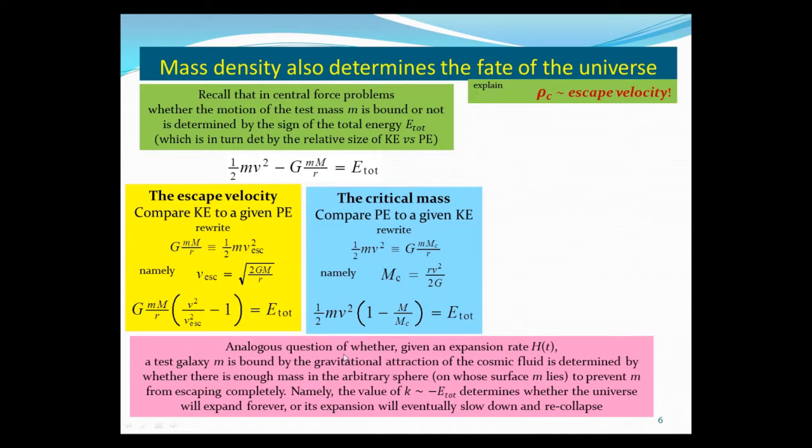There's an analogous question in cosmology. Given an expansion rate, which means given the kinetic energy, you can ask whether a test galaxy m, or fluid element, is bound by the gravitational attraction of the cosmic fluid. This is determined by whether there's enough mass in the arbitrary sphere on whose surface m resides to prevent m from escaping completely. The value of k, minus the total energy, determines not only the geometry, but also whether the universe will expand forever or the expansion will eventually slow down and collapse.